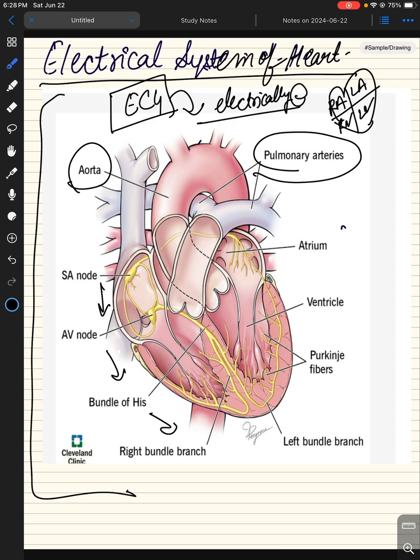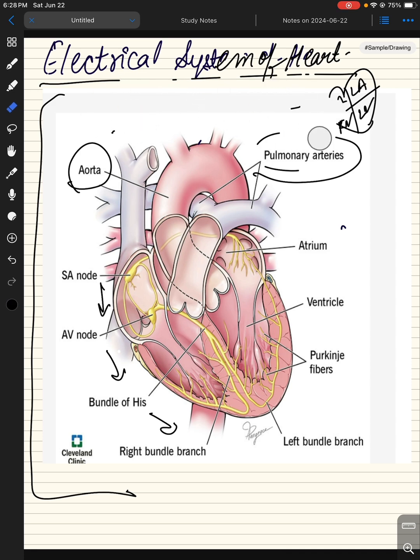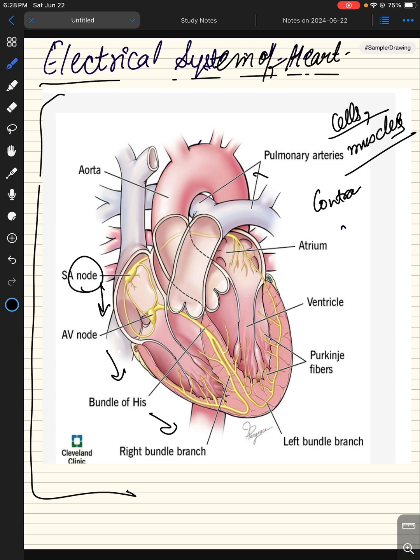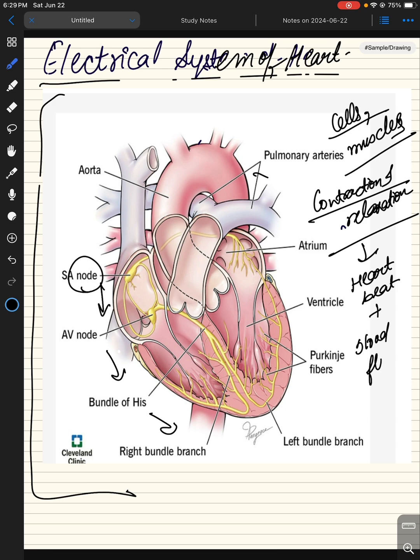So guys, the heart has some nodes you can see here, and cells and some muscles. These are the three things which are responsible for contraction of the heart and relaxation of the nerves as well. This contraction and relaxation mechanism controls your heartbeat and your blood flow through the whole body.